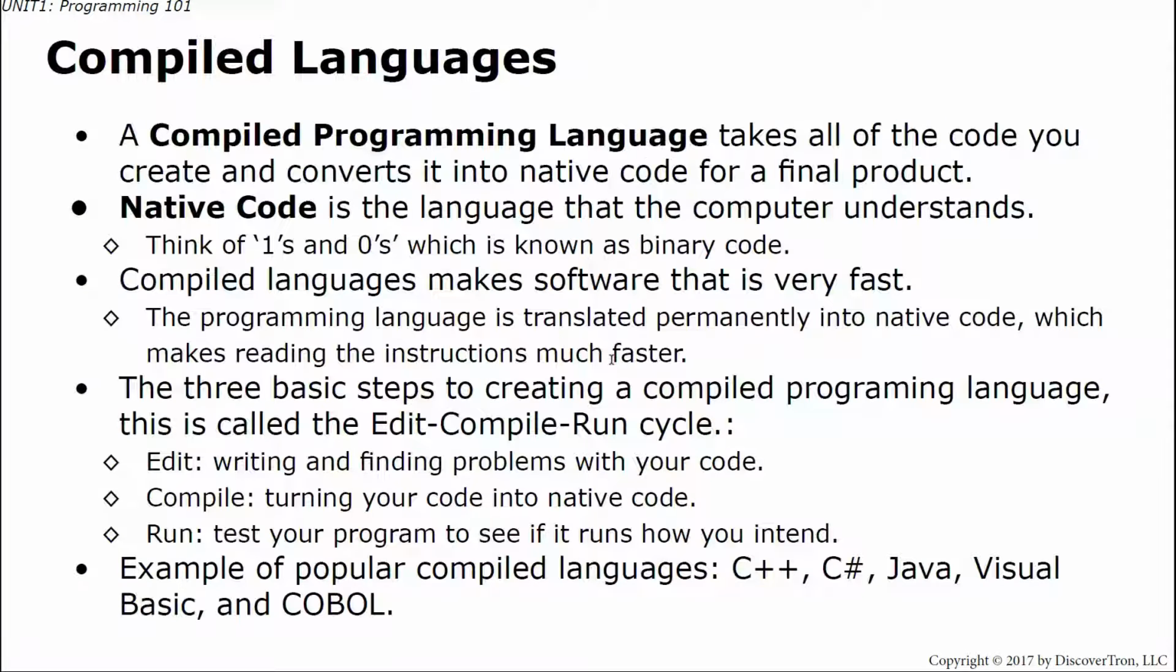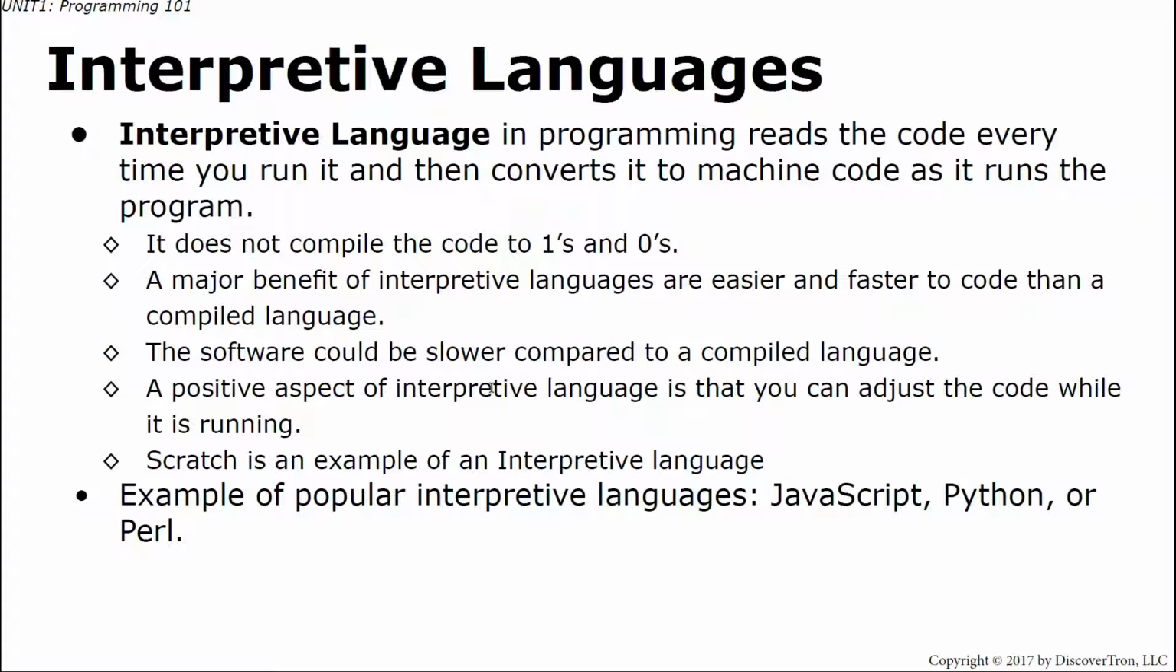The other type of programming language we have is called interpretive language. In programming, interpretive languages read the code every time you run it, and then convert it to machine code as it runs the program. It does not compile the code to ones and zeros beforehand, so it's converting it to machine code kind of like a just-in-time perspective, where it's just doing it as you go along. A major benefit of interpreted languages is that they're easier and faster to code than compiled languages. They typically have fewer rules. One problem is the software could be slower compared to compiled languages.